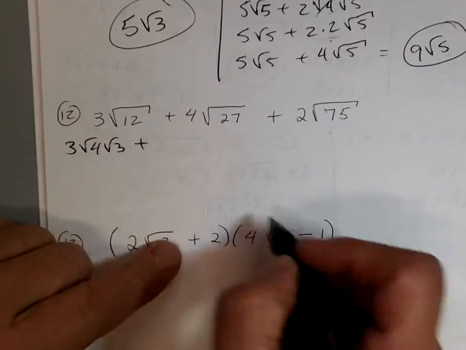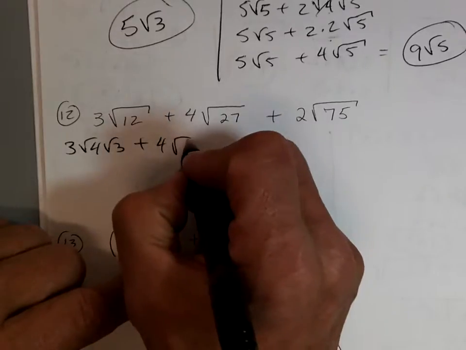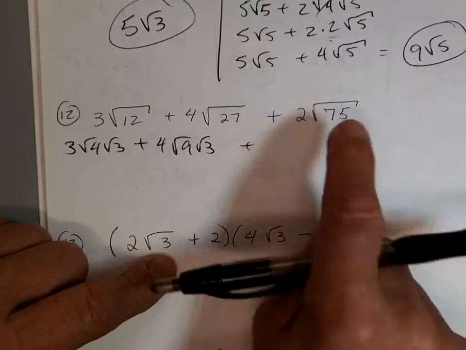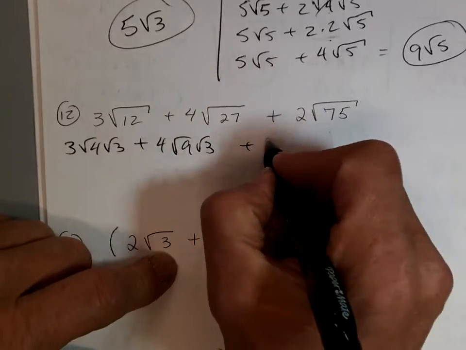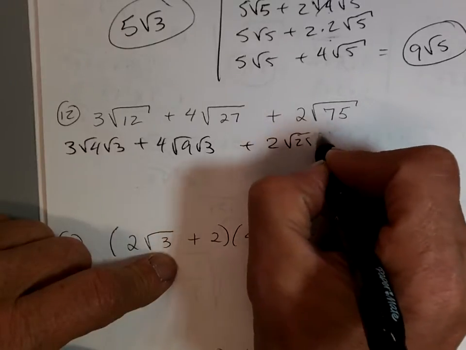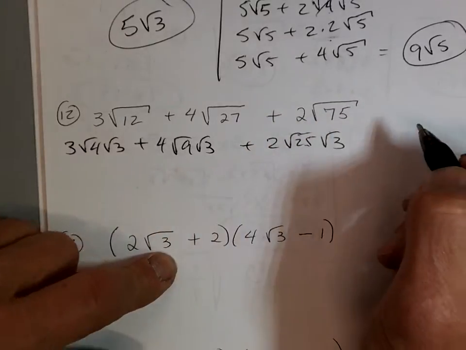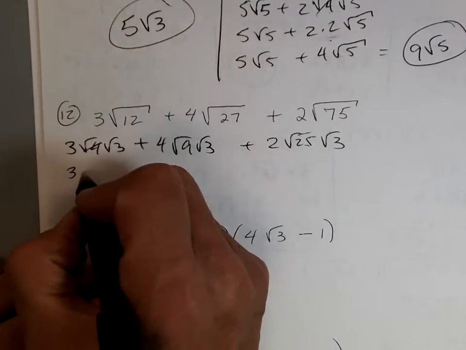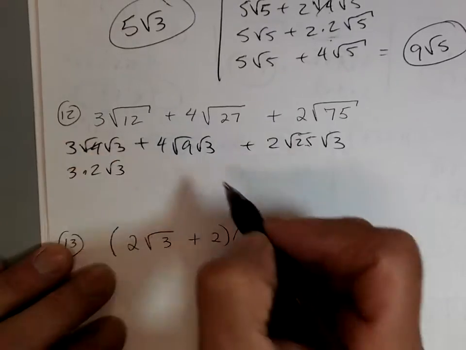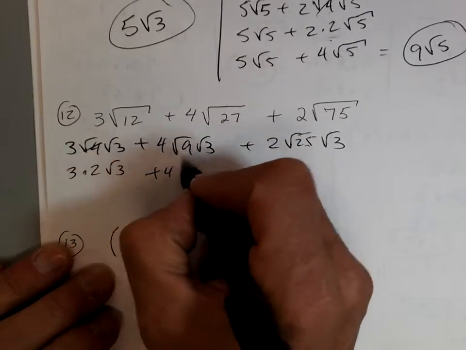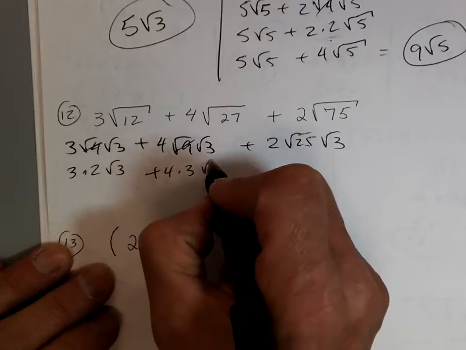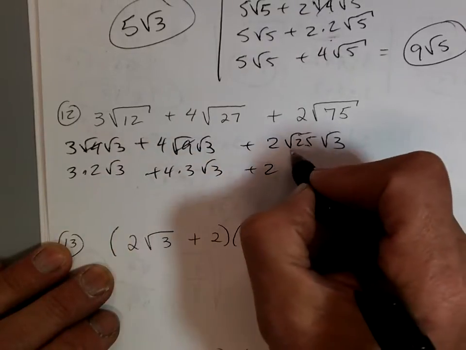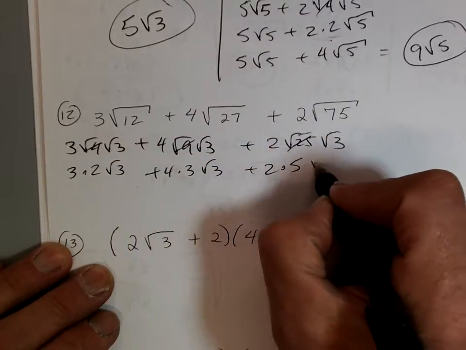What about this one? 9 and 3, yes. What about this one? Yep, 25 and 3, okay? So now maybe if I reduce them, I might be able to add some of these, right? Square root of 4 is 2, right? Square root of 9 is 3. Square root of 25 is 5, okay? How am I doing, okay?